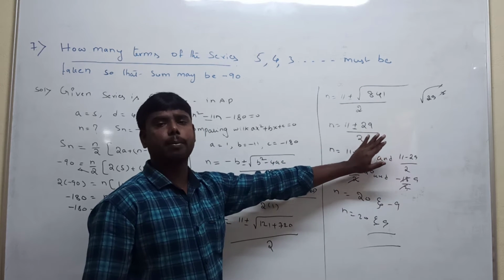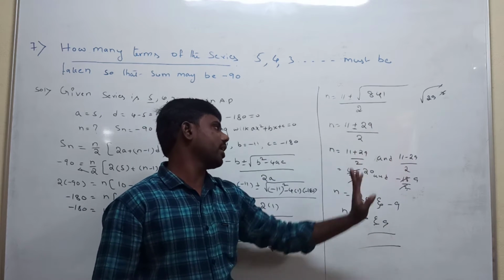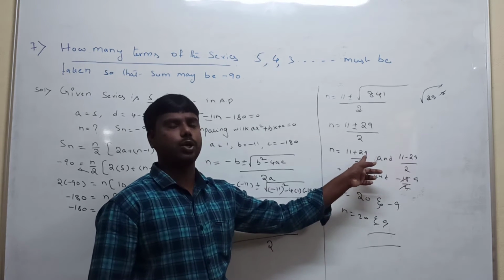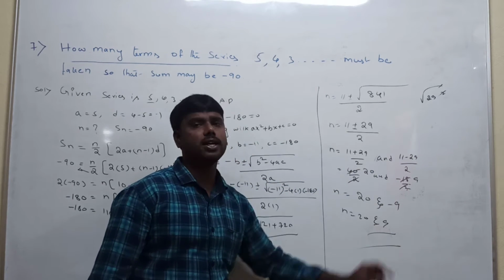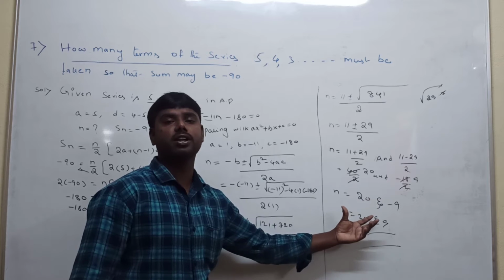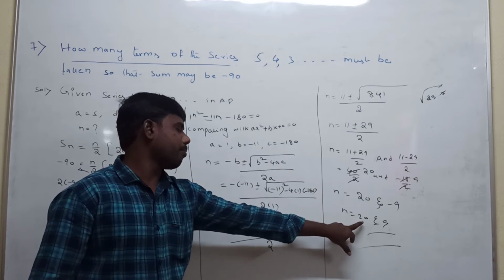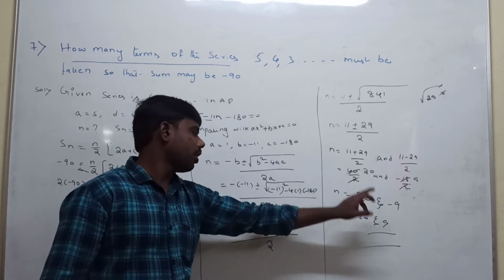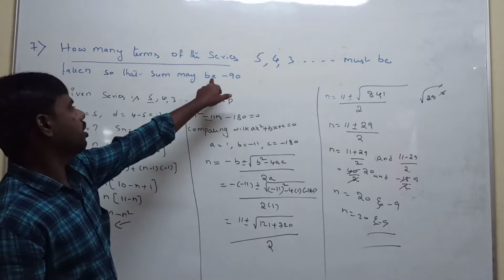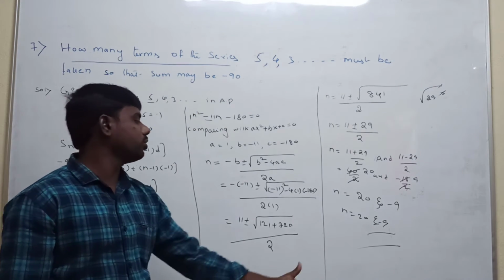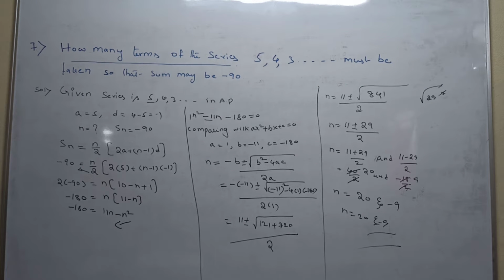That's why we take them separately: 11 plus 29 by 2, and 11 minus 29 by 2. 11 plus 29 value is 40 by 2, value is 20. 11 minus 29 value is minus 18 by 2, so minus 9. These two values are possibilities for the sum Sn value being minus 90: the sum of 20 terms is minus 90, as well as the sum of 9 terms, not minus 9, the sum of 9 terms value is also minus 90. Both values are possibilities. It is clear how to find the n value. Does everyone understand? The next question.